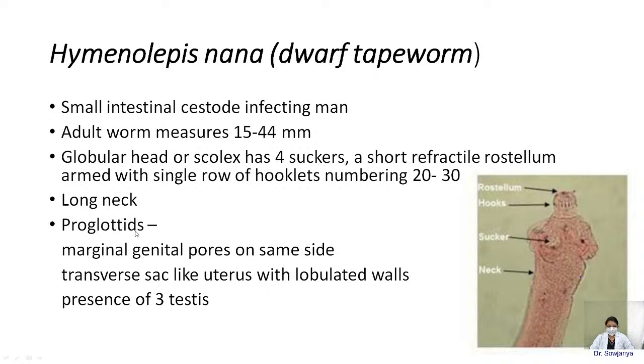In the proglottids, there are marginal genital pores on the same side, and a transverse sac-like uterus with lobulated walls is present. There are also 3 testes present in each proglottid.